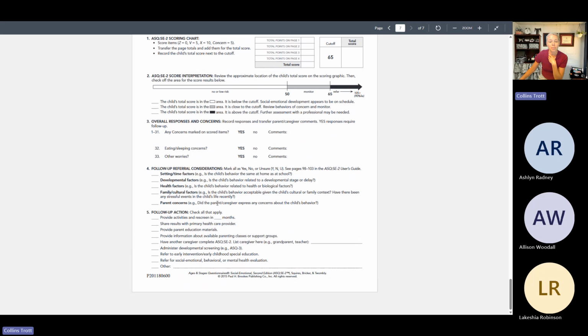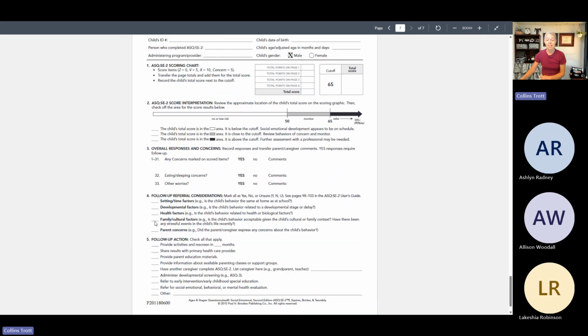So, the follow-up referrals, anything that you can see to check, you can check all of them or you can check none of them. But remember, this parent had concerns. So yeah, we're gonna go ahead and check that one. The other things I might not know about, not being a classroom teacher. But if you were the classroom teacher, you would obviously know some of those different things. And then you're gonna choose the follow-up action.